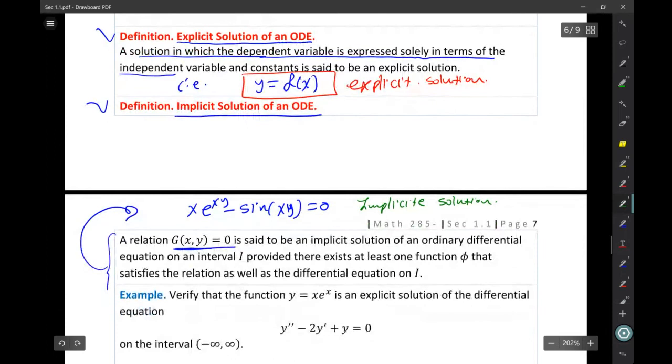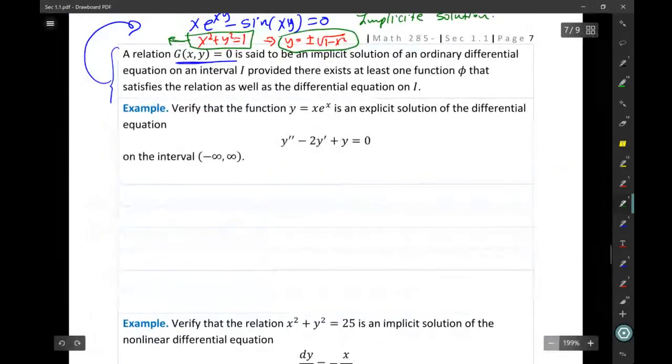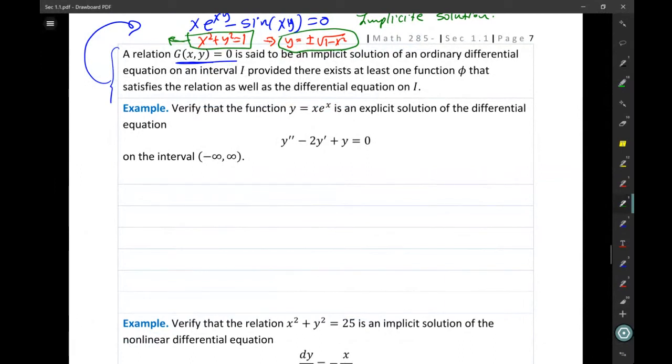Also, we have another case. For example, if you say that x squared plus y squared equals 1, when you find y, it will be plus or minus the square root of 1 minus x squared. So you get two solutions, one of them positive, the other negative. So your original solution here is an implicit solution. Is it clear what the meaning of explicit solution and implicit solution is?